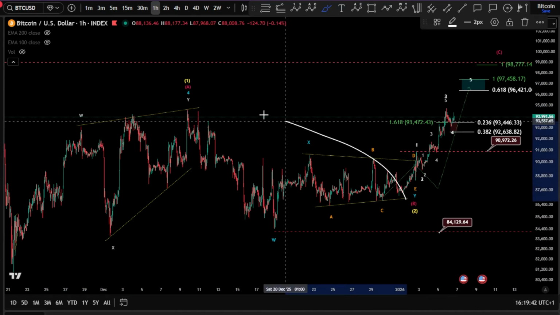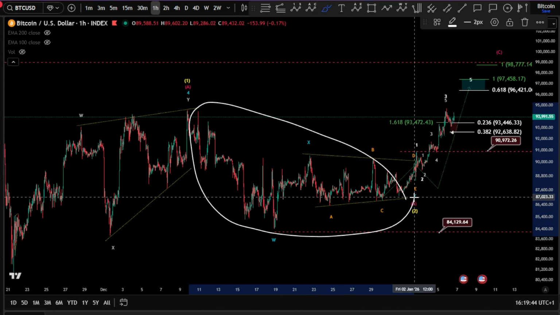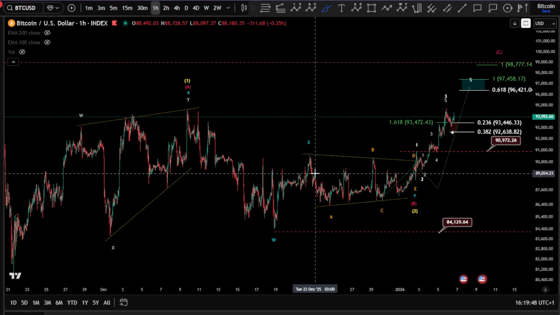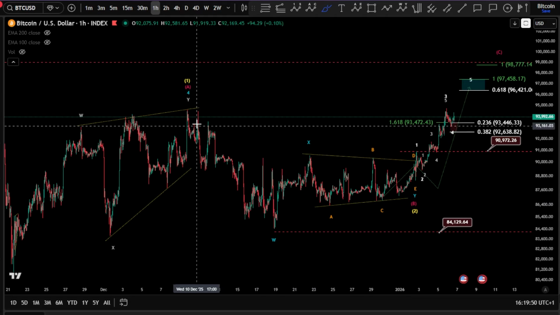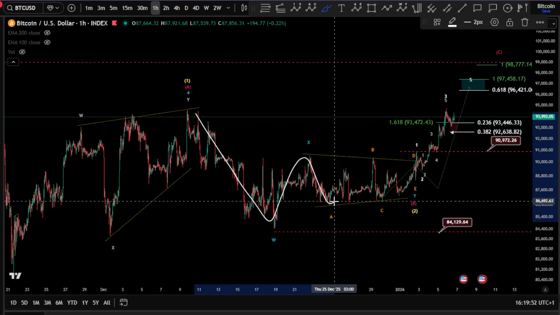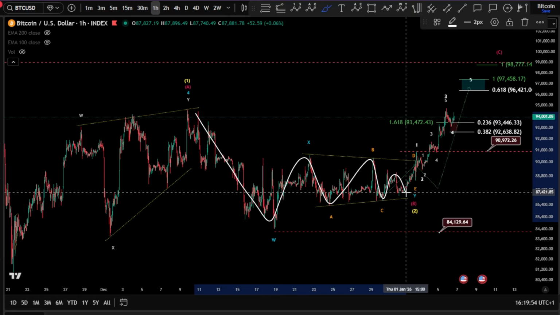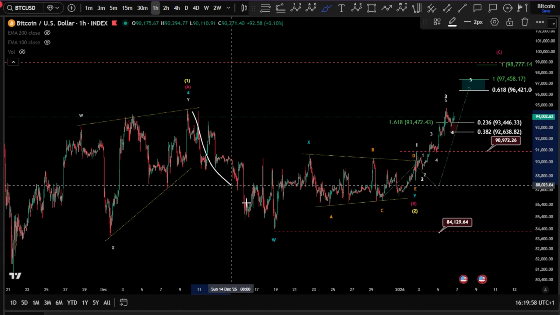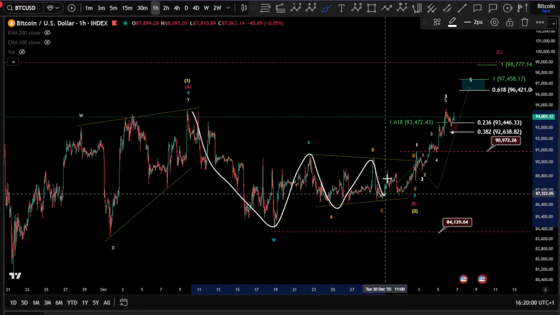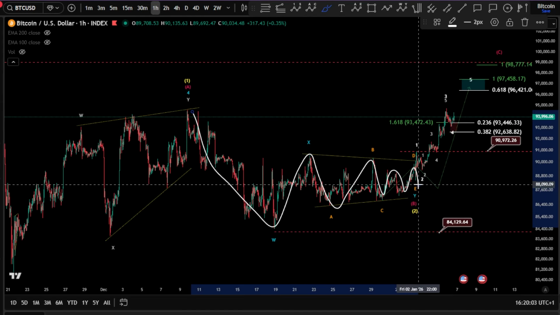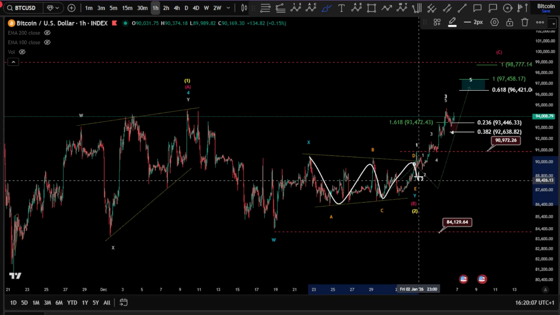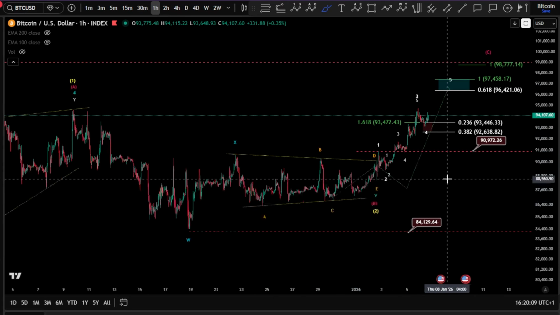Now, of course, a very complex structure in a wave B or a wave 2, very likely to be a wave B, so be careful, because the complexity reflects much more potential for a wave B rather than a wave 2. However, a WX and wave Y as a triangle here, the triangle is AB and a CD and an E here, and starting the impulse toward the upside.